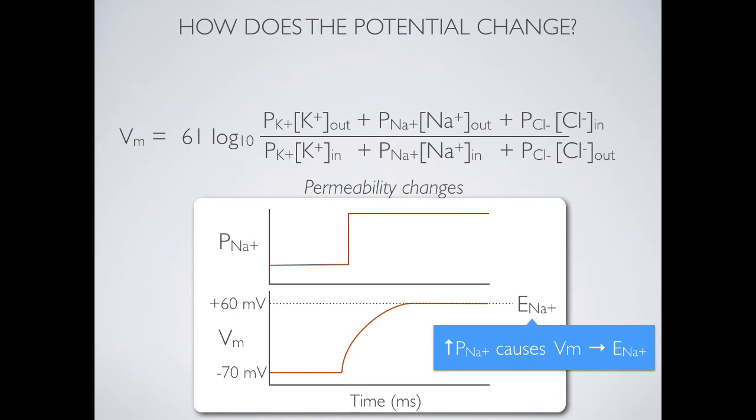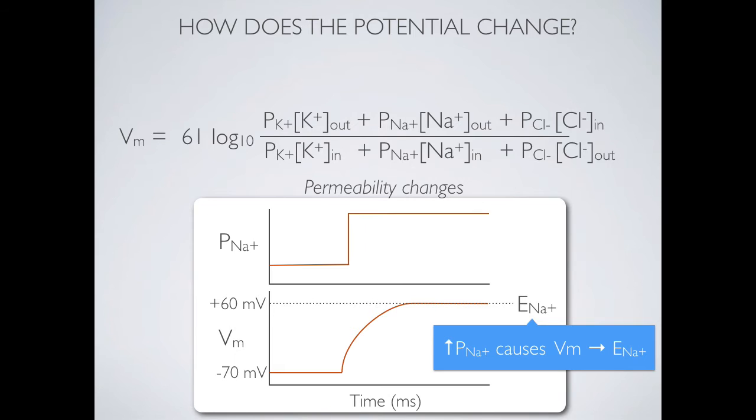Go back to the Goldman equation. This is why I emphasized last time how having an intuition for what the Nernst equation tells you and what the Goldman equation tells you is key. The Nernst equation tells you what the equilibrium potential for an ion is. That gives you the plus 60 for sodium, the minus 90 for potassium. And if you change permeability for a particular ion, you're going to drive the membrane towards that equilibrium potential.